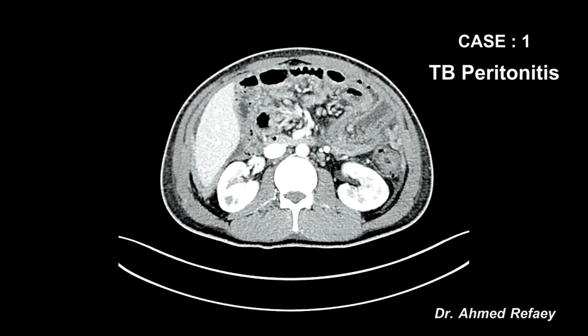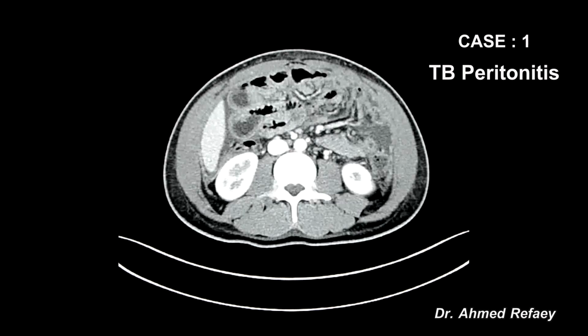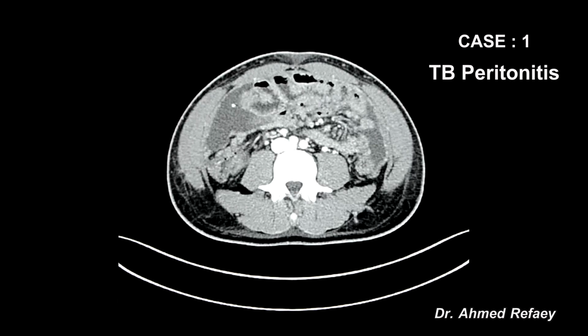Okay, coming down to the region of the paracolic gutters here. Here we have ascites. So this is ascites here, and this is the small bowel loops, and this is ascites here. So ascites in the left paracolic and the right paracolic gutter.